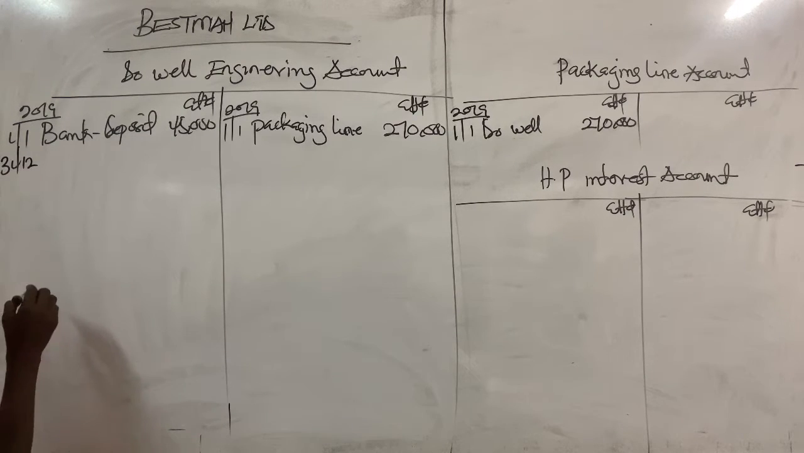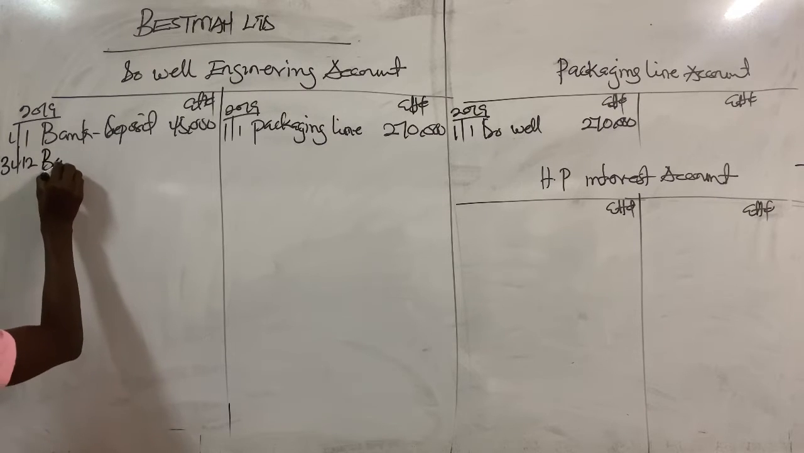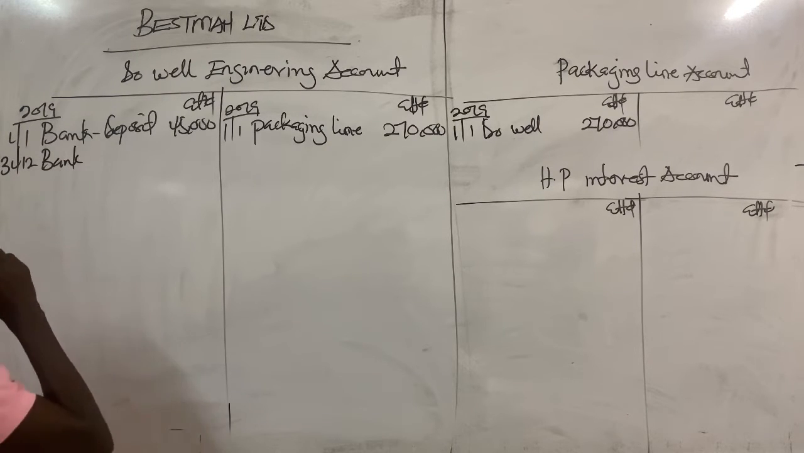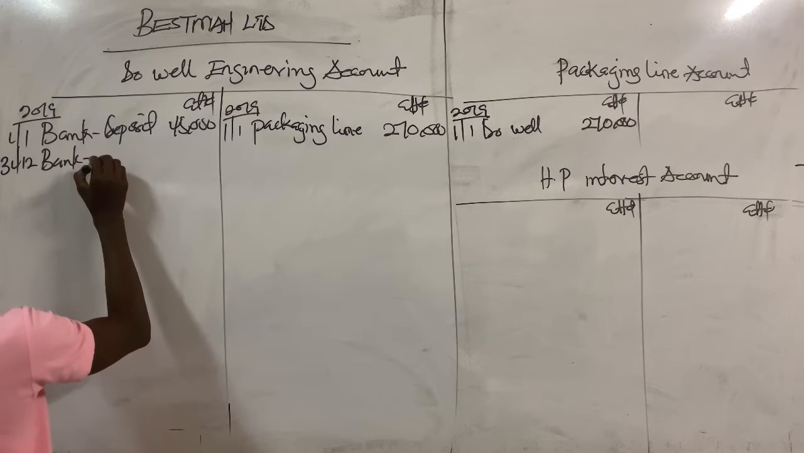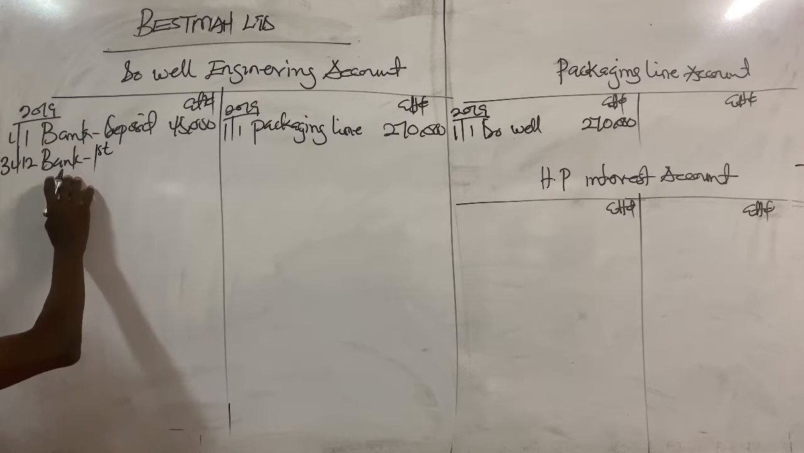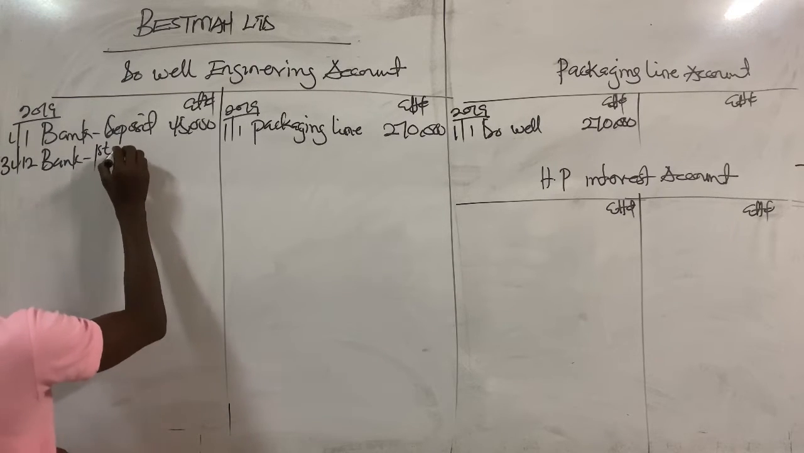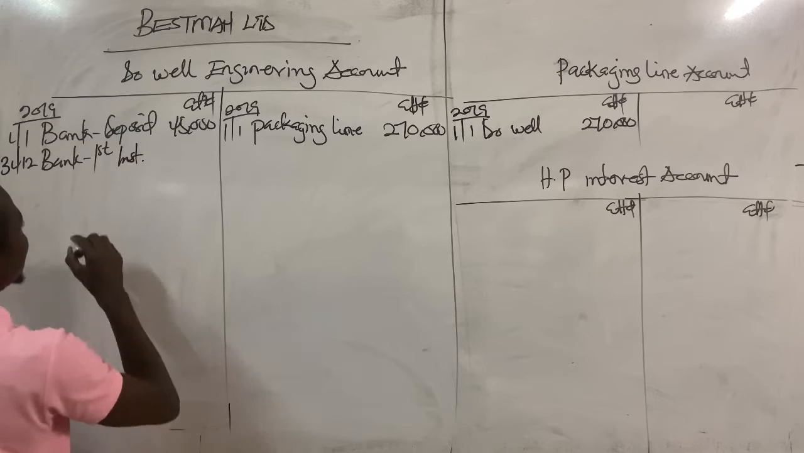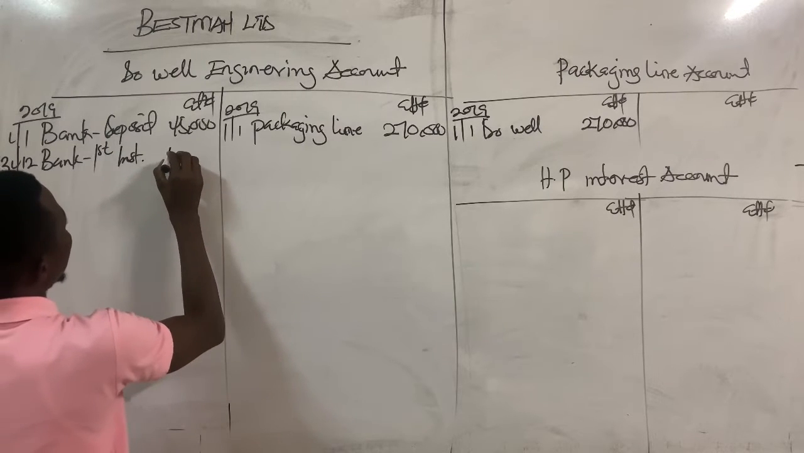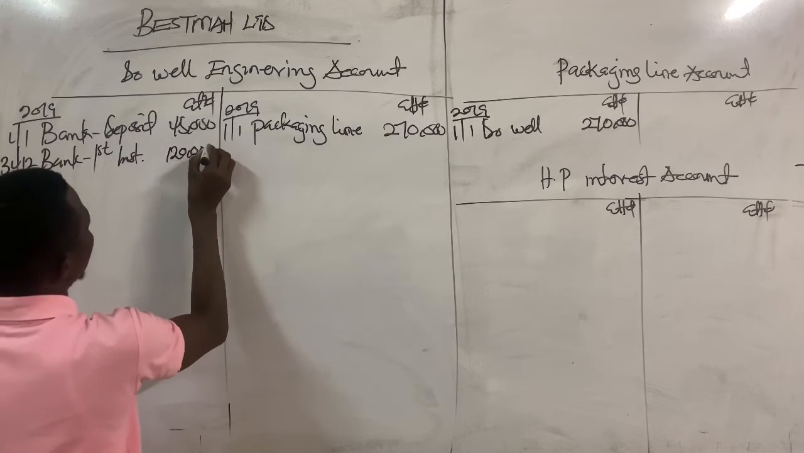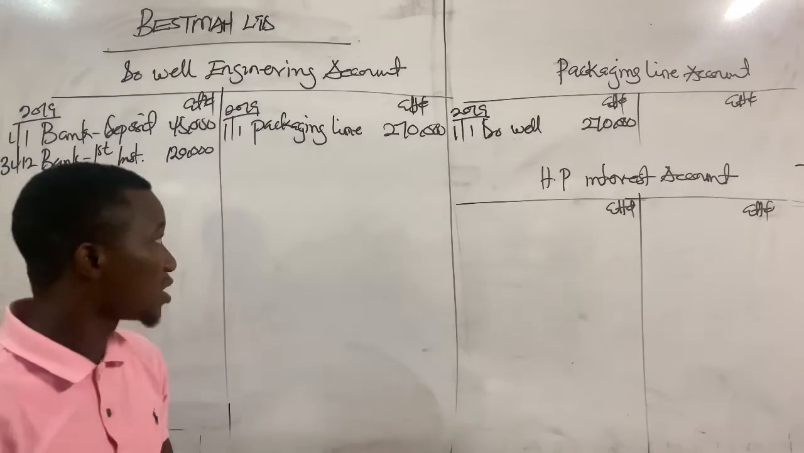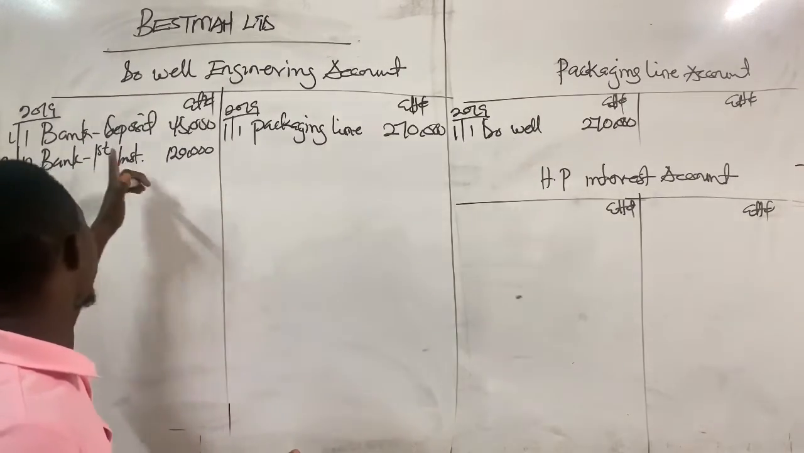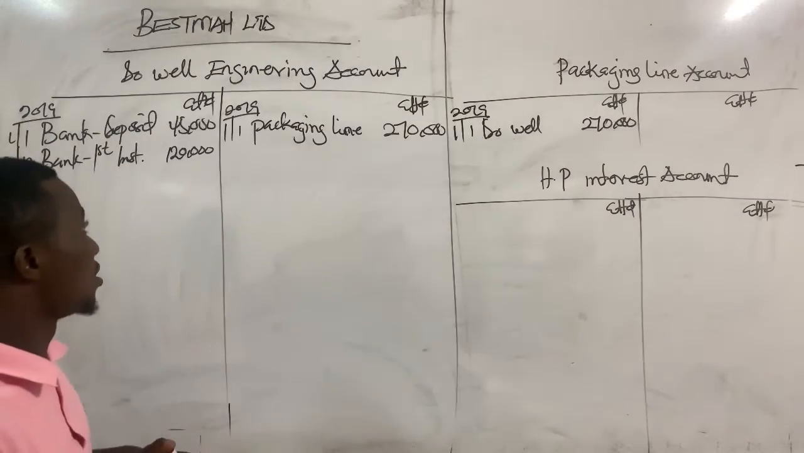2019. Okay, there is a deposit. Maybe he has paid through bank. Okay, and that is first installment, not deposit, but rather an installment payment. Okay, an installment, and the amount is 120,000 Ghana cedis.